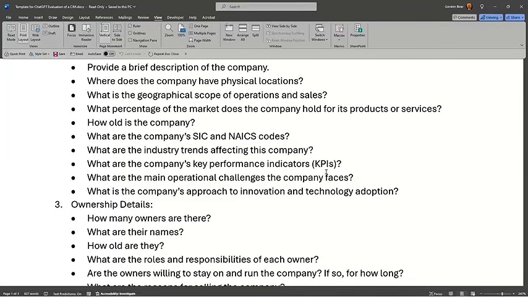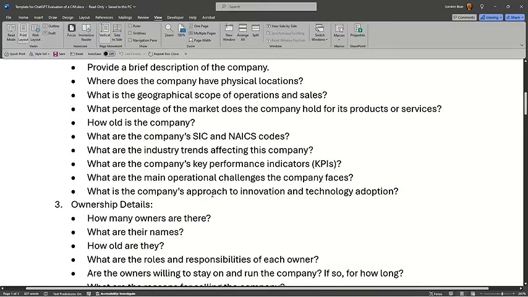What are the main operational challenges the company faces? They may discuss this directly in the CIM, but a lot of times they don't. An honest CIM would say, these are the industry challenges and here's what the company does to overcome them. A bad CIM doesn't tell you that. So if that's not in there, then ChatGPT will go out into the marketplace and identify industry-wide what the operational challenges are for this type of company, given the current economic conditions and so on.